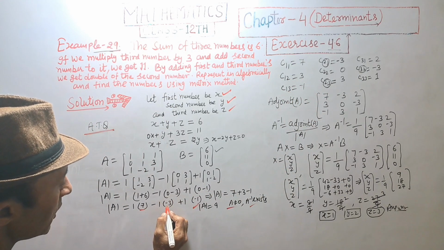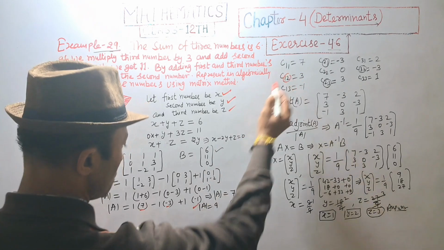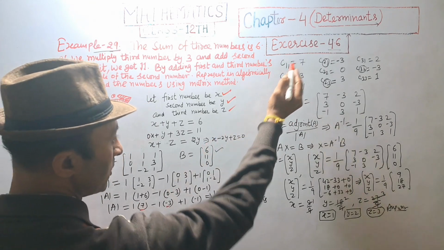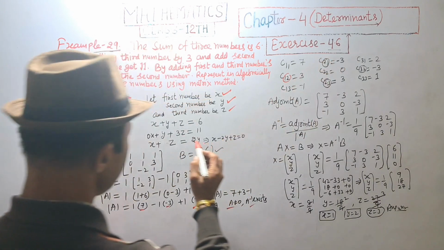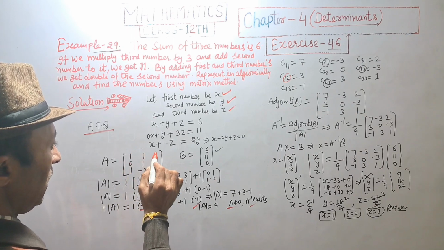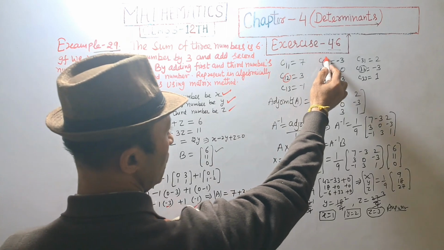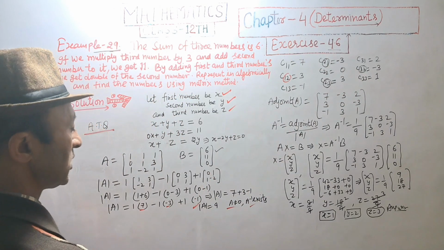C11 is 7, C12 is positive 3, 1 plus 2 is 3. So multiplying by the minus sign, that will be positive 3, and C13 is minus 1. Similarly, C21: 1 1s are 1 plus 2, that will be 3, and 2 plus 1 is 3. So 3 multiplied by minus 1, that is minus 3.